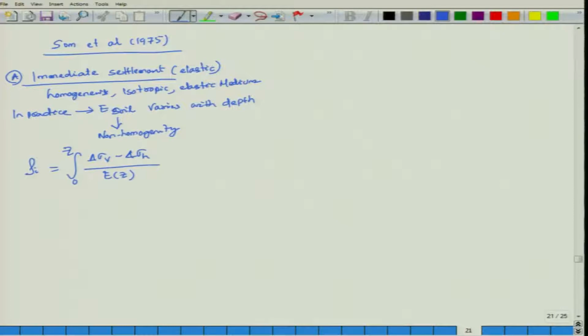Delta sigma V and delta sigma H, or small h, is nothing but vertical and horizontal stress at depth, at any depth Z, it is your vertical and horizontal stress at any depth.